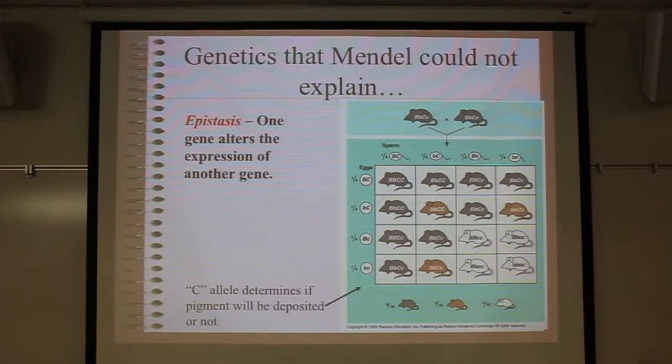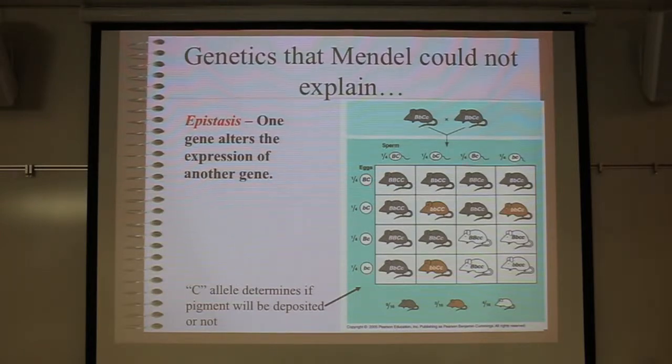Epistasis is another example, and in epistasis what you have is where one gene will alter the expression of another gene. Okay, so you can have a dominant recessive gene, but whether that dominant recessive gene even operates or works could be dependent on the function of another gene.